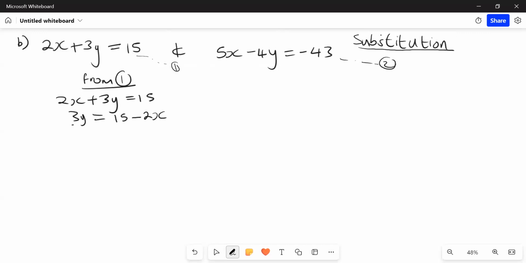And then we divide everything by 3. Now we have y equals 15 divided by 3, that's 5, minus 2 over 3 x. This is equation 3. Guys, I'm not comfortable working with fractions, so I'll try by all means to eliminate that fraction. But there's a way, right?